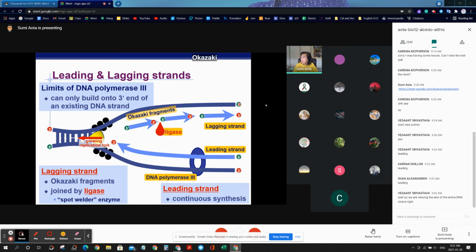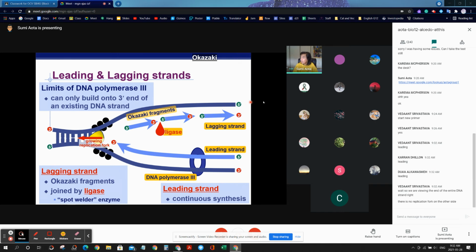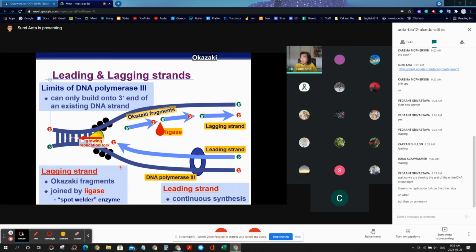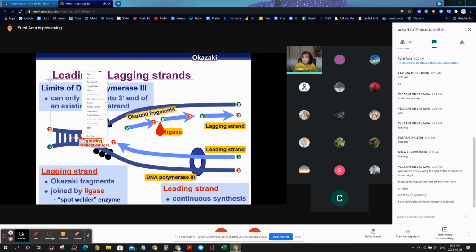Remember that this is half of a replication fork. There is more DNA on the other side that will form into the other side. I'm only showing the point of origin. I'm not showing you the other half. But it could be, it kind of depends. This also works. Let me go back. Yes, both sides do have the same problem. I will talk about that in a minute.